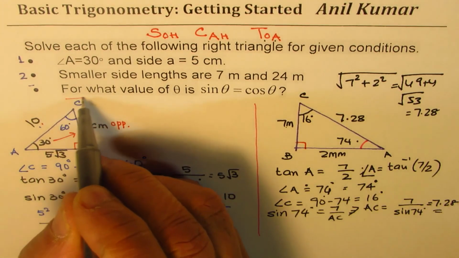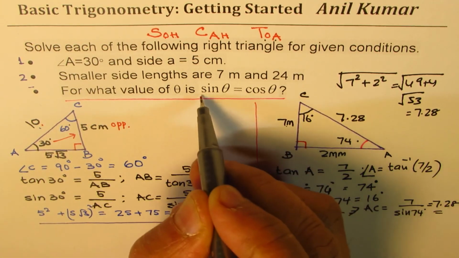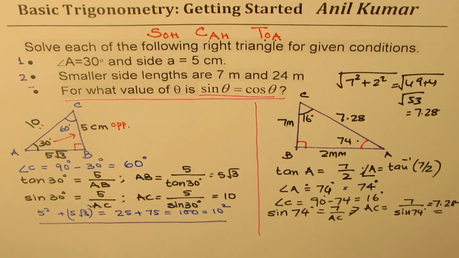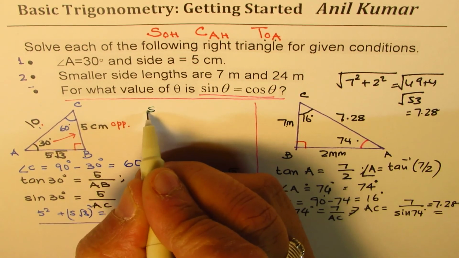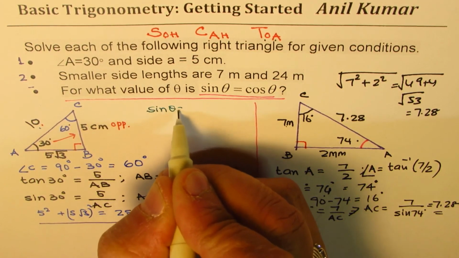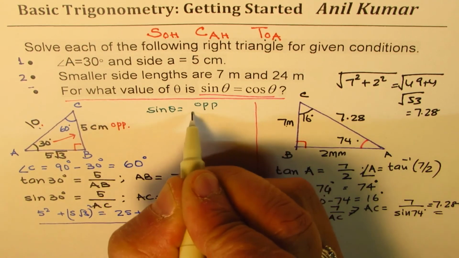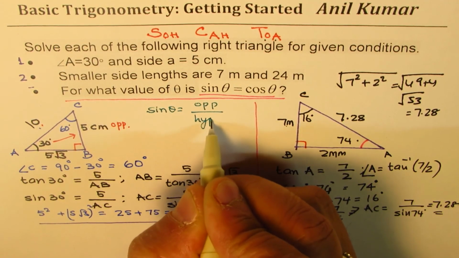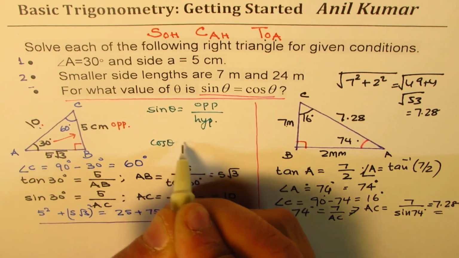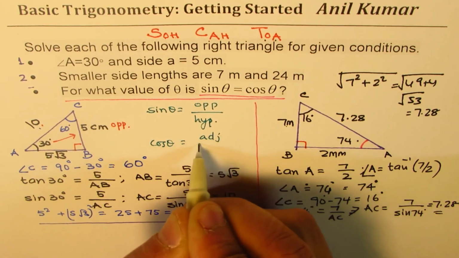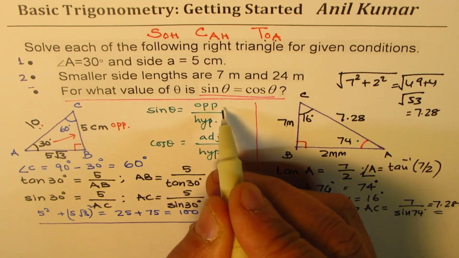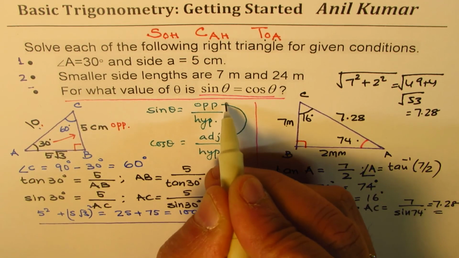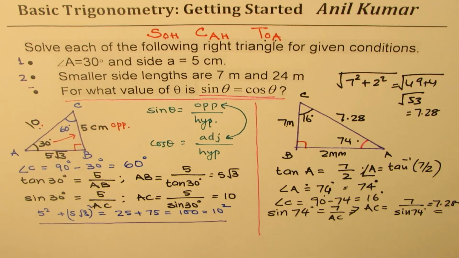For what value of theta is sine theta equal to cos theta? Now, sine theta and cos theta, if you see, sine theta is opposite over hypotenuse. Cos theta is adjacent over hypotenuse. So for them to be equal, these two sides should be equal. Is that okay? So what are we looking for?